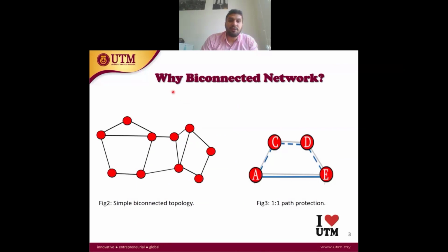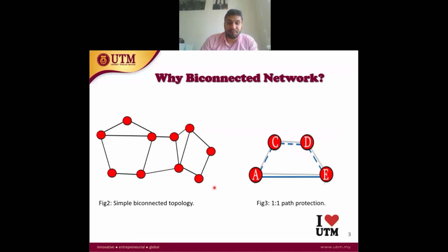Okay, now the question: why a bi-connected network? Actually, I have to mention here that the optical fiber cable is not expensive, but the deployment of this cable is expensive, and there are some complicated constraints like right of way and other things. So the standard topologies like star, bus, and ring may not be suitable, because their topologies are not expensive, but they also do not give us high robustness for the network.